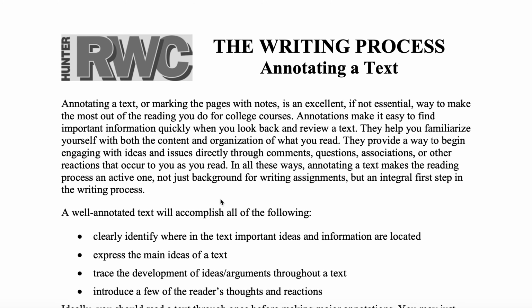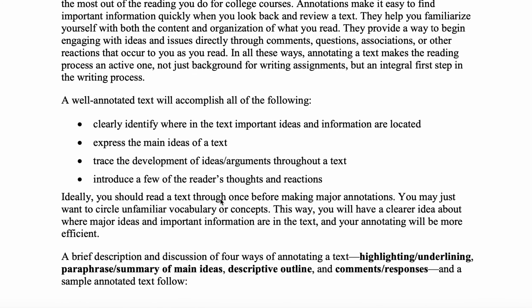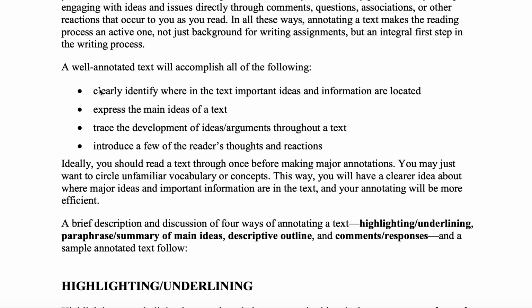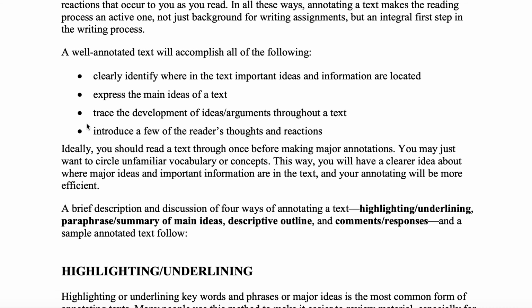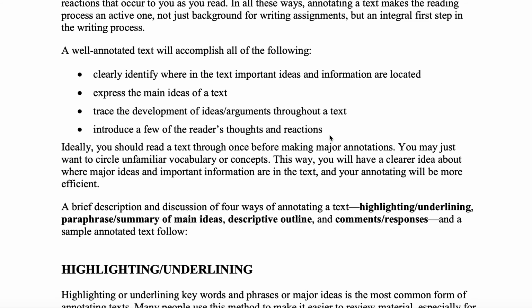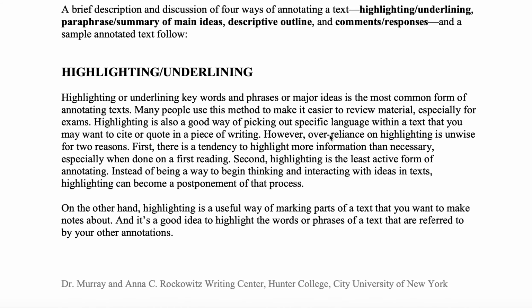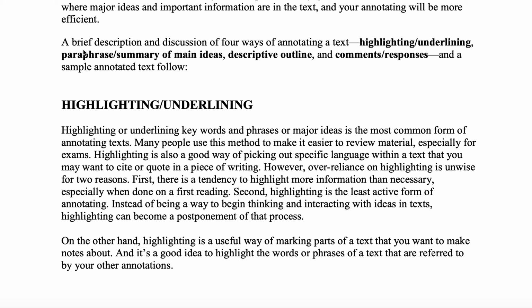So, an annotated text will help us accomplish all of the following. Clearly identify where in the text important ideas and information are located, express the main ideas of a text, trace the development of ideas and arguments throughout the text, and introduce a few of the reader's thoughts and reactions. So how do we annotate the text? We annotate the text by highlighting it, paraphrasing, summarizing main ideas, writing a descriptive outline, and writing our comments or responses.